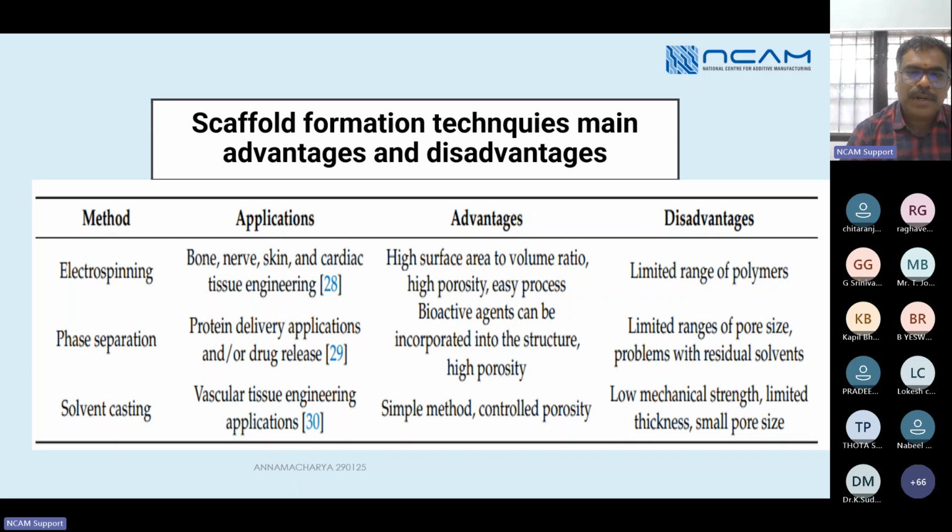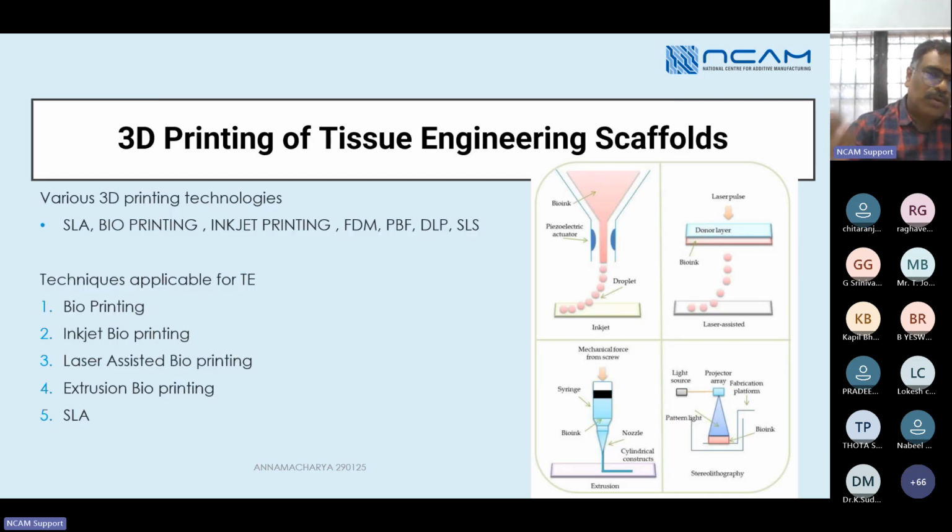Even in some of the 3D printing applications, we see this method being incorporated with the 3D printing technique, where solvent casting is added to 3D printing XYZ systems to get more strength. And there are so many researchers working on it. So these are the scaffold formation techniques which are available in the market and which are being used. That is it, I have given the introduction.